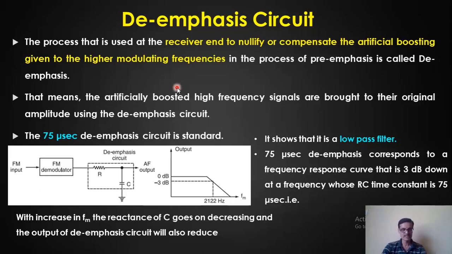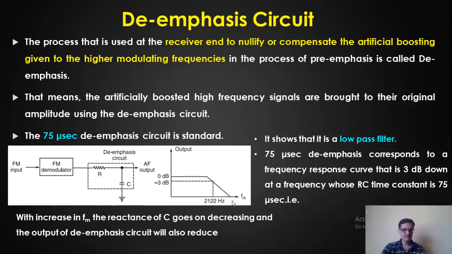Just look at this diagram again. R in the series arm, C in the parallel arm, which is nothing but a low pass filter. So after demodulation, it is passed through a de-emphasis circuit. At 2122 Hz, the requirement is that we have to decrease the amplitude by 3 dB. In the pre-emphasis, we increased by 3 dB, but here we have to decrease the amplitude by 3 dB, and proportionately for higher frequency signals, we have to decrease by that particular amount.